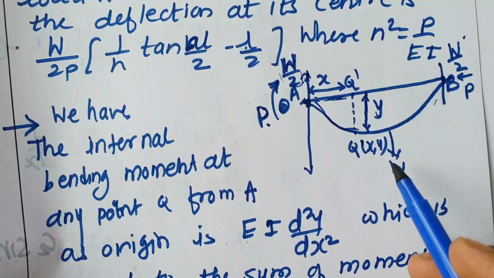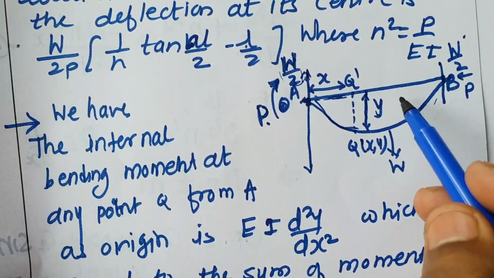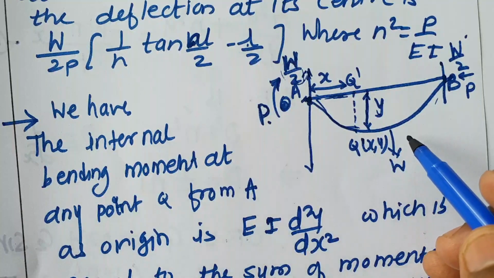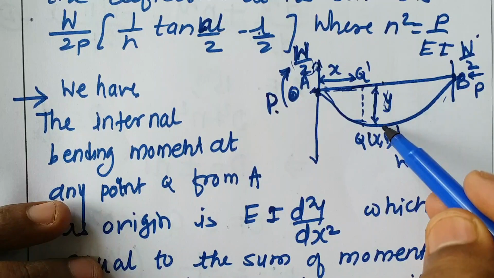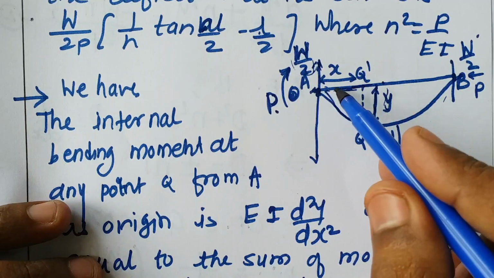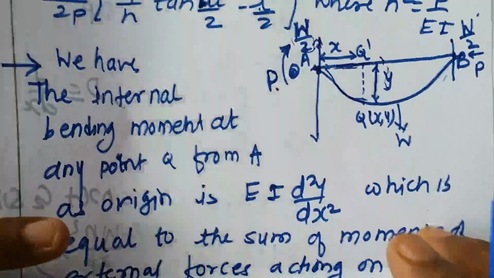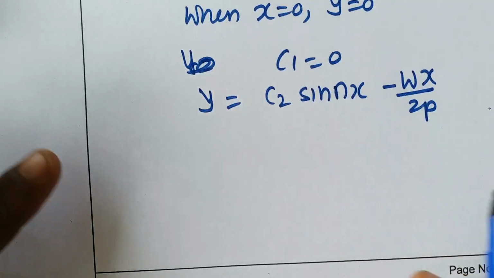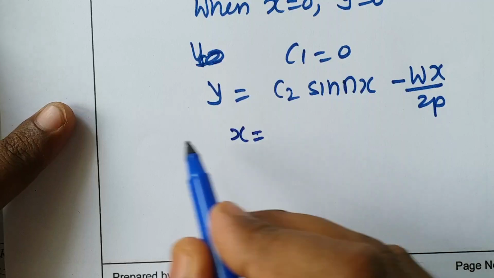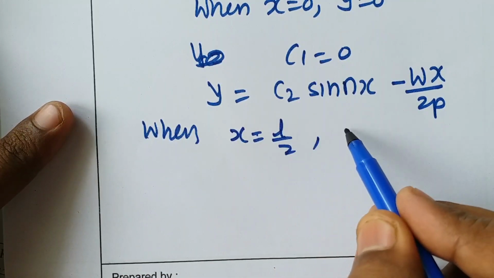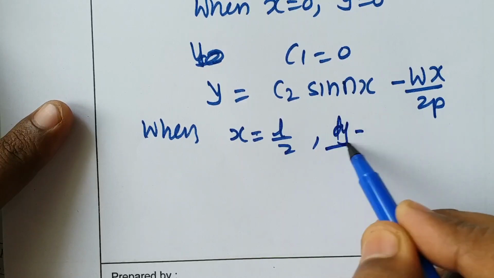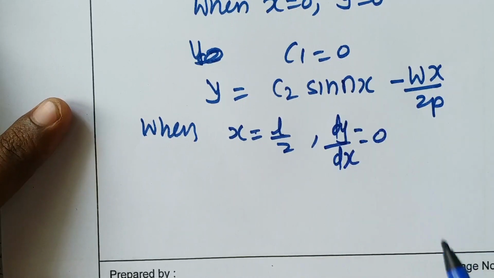Now if you see that at the center, W is acting in the downward direction, right? This weight is acting in the downward direction. Therefore, if you calculate the slope at the center, you will have an angle of 90 degrees between x and y. Therefore dy by dx will be 0 at the center, and at the center the value of x is L by 2. When x is L by 2, dy by dx is 0. Slope is 0 at that point.